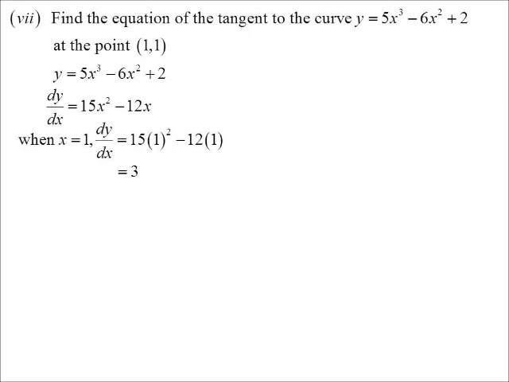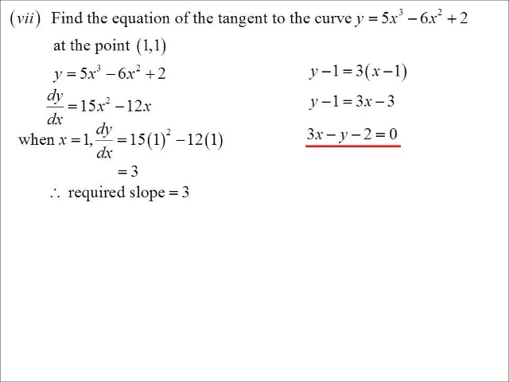And we end up with 15 times 1 squared minus 12 times 1. Should be 3, shouldn't it? Yes, 3. We have a point. We have a slope. Let's put it in our point-slope formula. We have an equation of a tangent. So 3x minus y minus 2 is equal to 0.